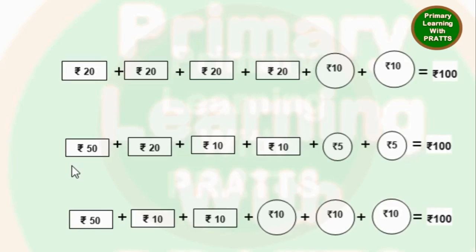The next denominations we can use to make rupees 100 are 50 plus 20 plus 10 plus 10. Let's count. 50, 60, 70, 80, 90, 95 and 100. So this is also equal to rupees 100. And the next denomination, 50 plus 10 plus 10. So 50, 60, 70, 80, 90, 100 is also equal to rupees 100.